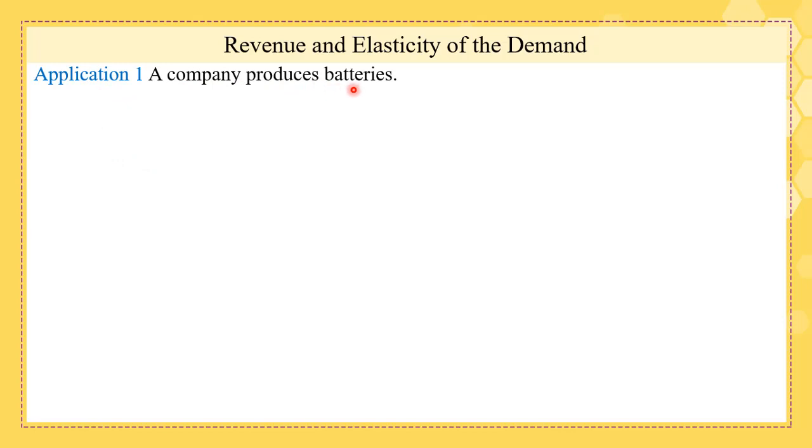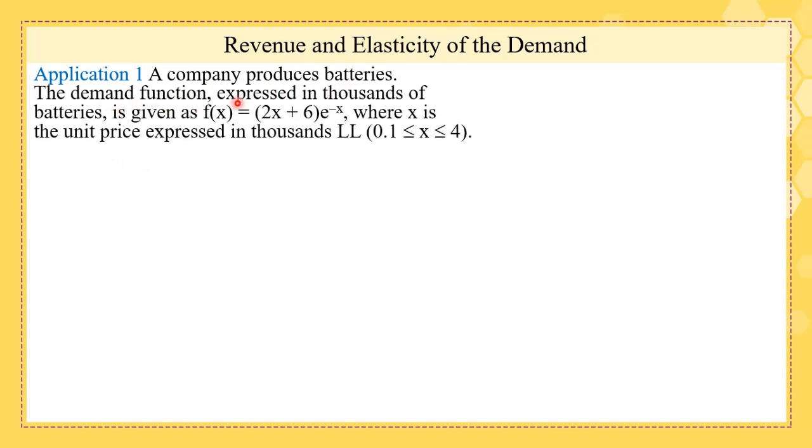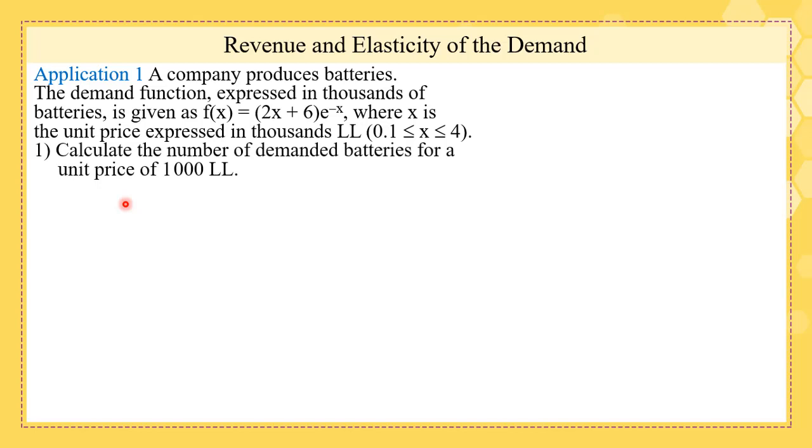Application 1. A company produces batteries. The demand function expressed in thousands of batteries is given as d of x equals 2x plus 6, times e to the minus x, where x is the unit price expressed in 1,000 Lebanese Lira. x is bounded between 0.1 and 4. Please pay attention. The unit of the unit price x is 1,000 Lebanese Lira, and the unit of the demand function d of x is 1,000 batteries. I need you to solve parts 1, 2, and 3 on your own, then check your answers.